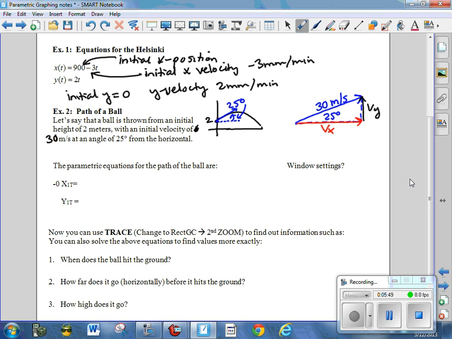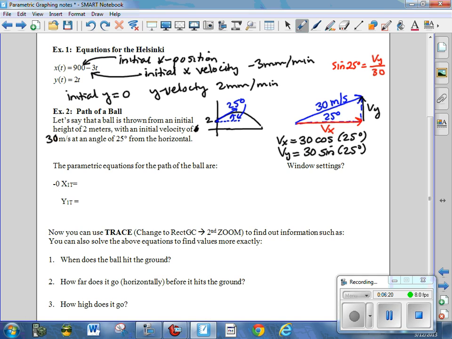I'm just going to write that up here. So, for example, sine of 25 is equal to velocity in the y direction divided by 30. So 30 sine of 25 is Vy, and 30 cosine of 25 is Vx. So I'm going to write that down here. Initial velocity in the x direction is 30 cosine of 25 degrees, and initial velocity in the y direction is 30 sine of 25 degrees.